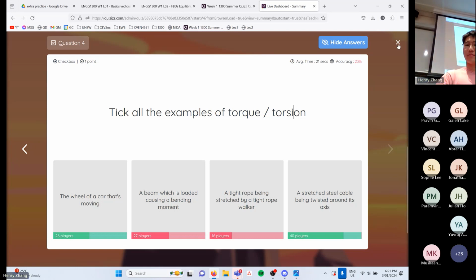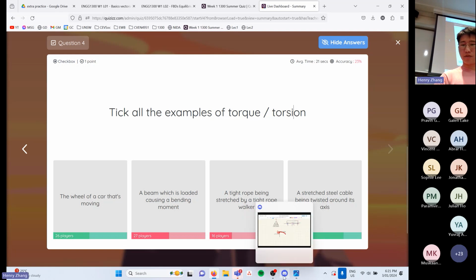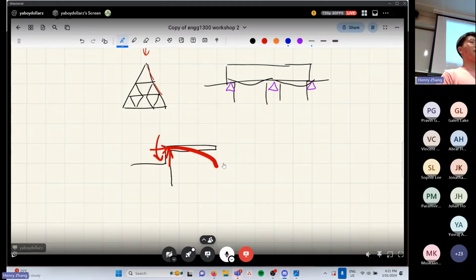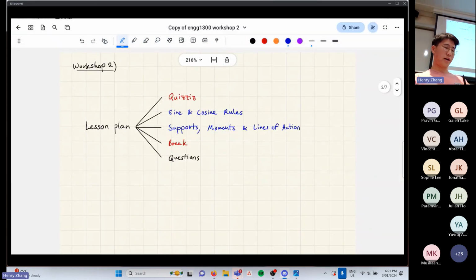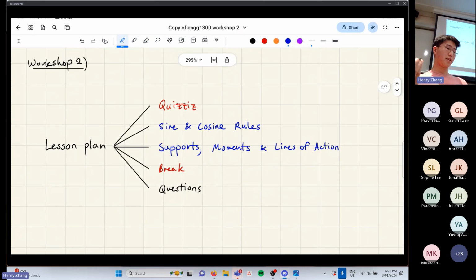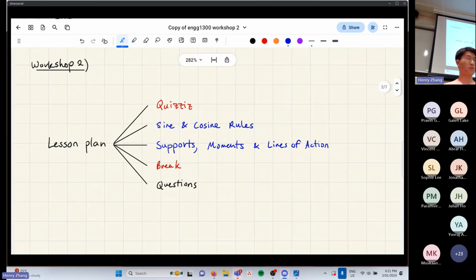All right. Cool. So that's the quizzes. What we'll do is go back over to here. I've got a lesson plan and everything. So that was our quizzes. I'm going to go over the sine and cosine rules a bit more. And then I'm going to go over supports, moments, and lines of action. Then we'll take a break and then we'll dive into the questions. So today's workshop is only 3 questions.